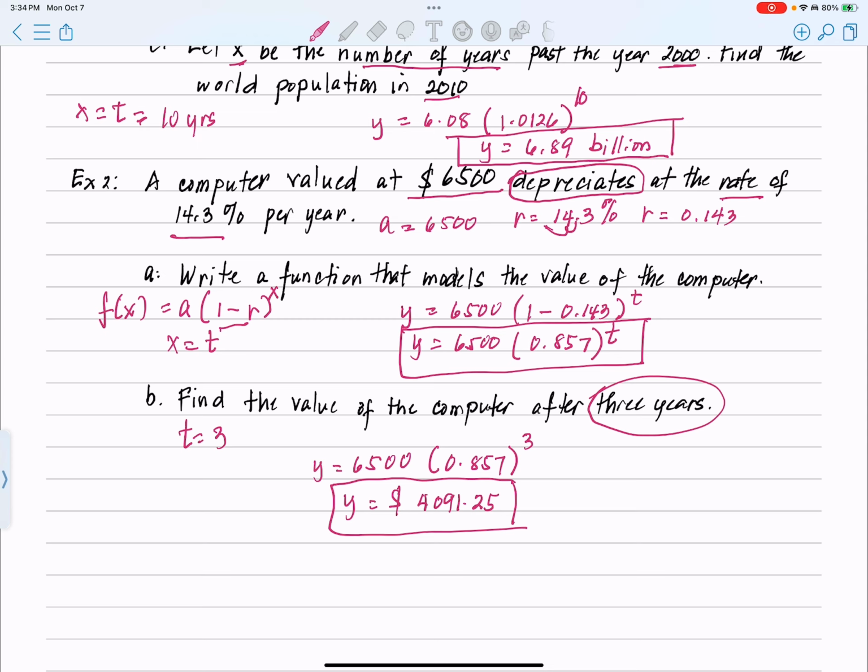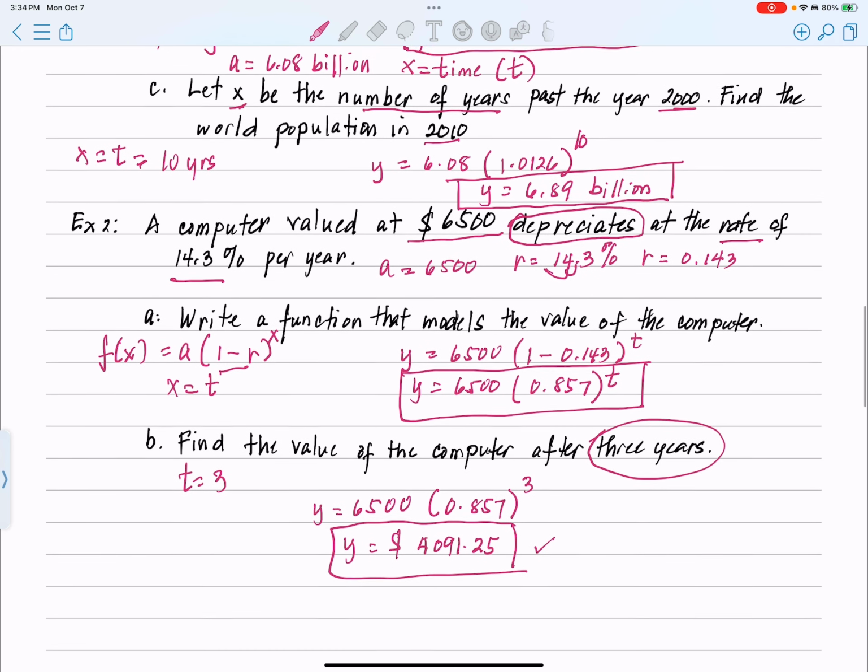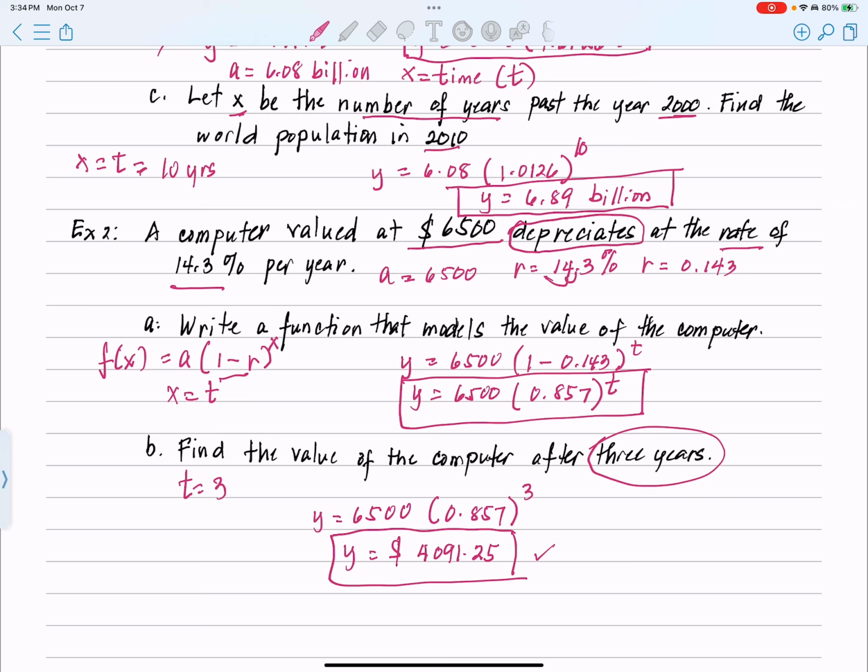This is the answer. I hope this helps a lot in your review about exponential function, exponential growth, and exponential decay. Okay, if I can do it, so can you.